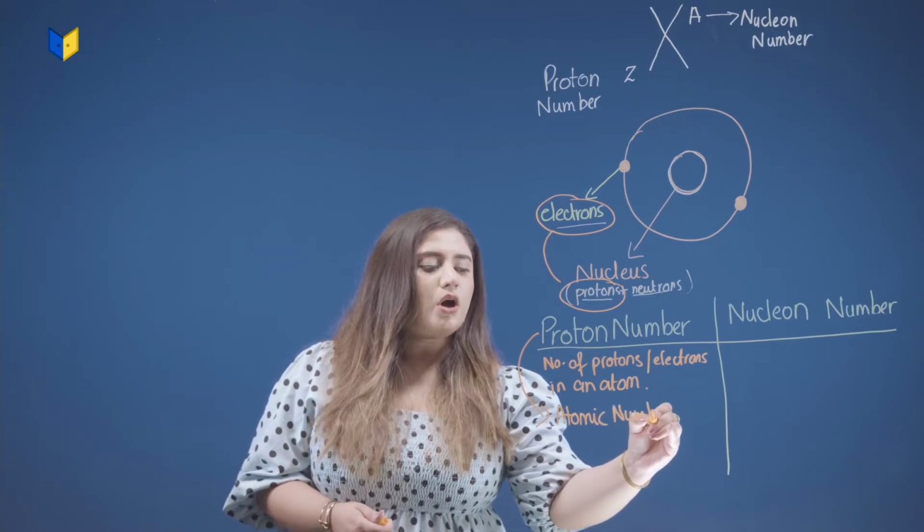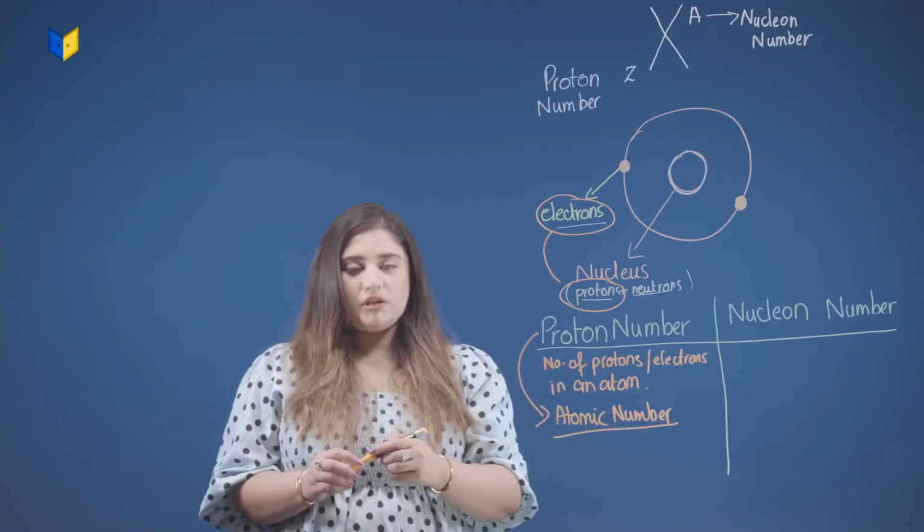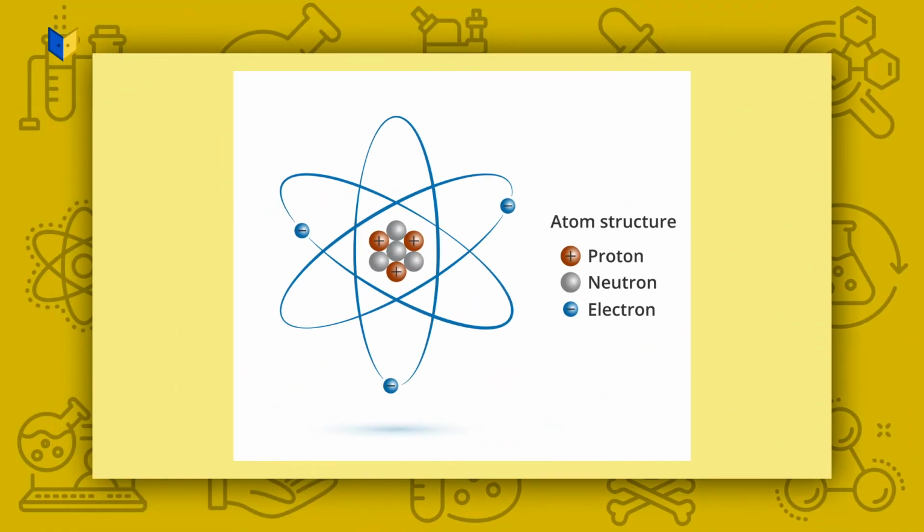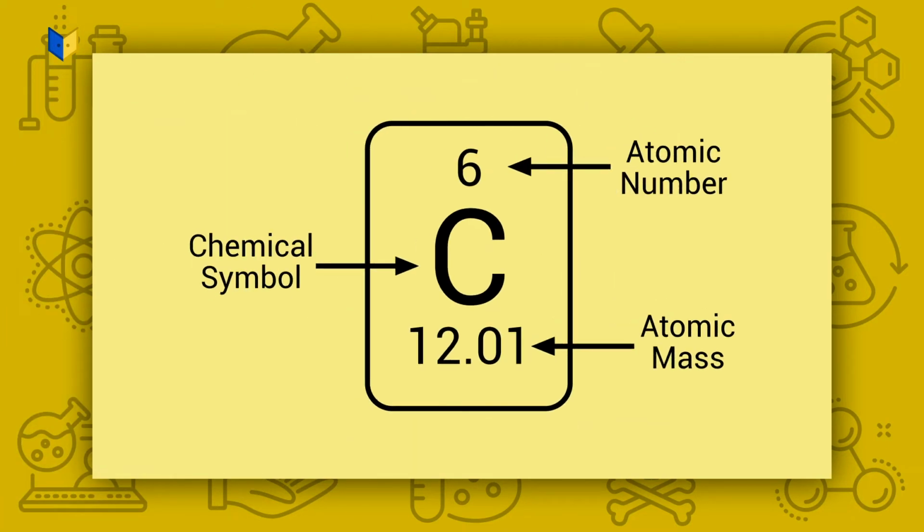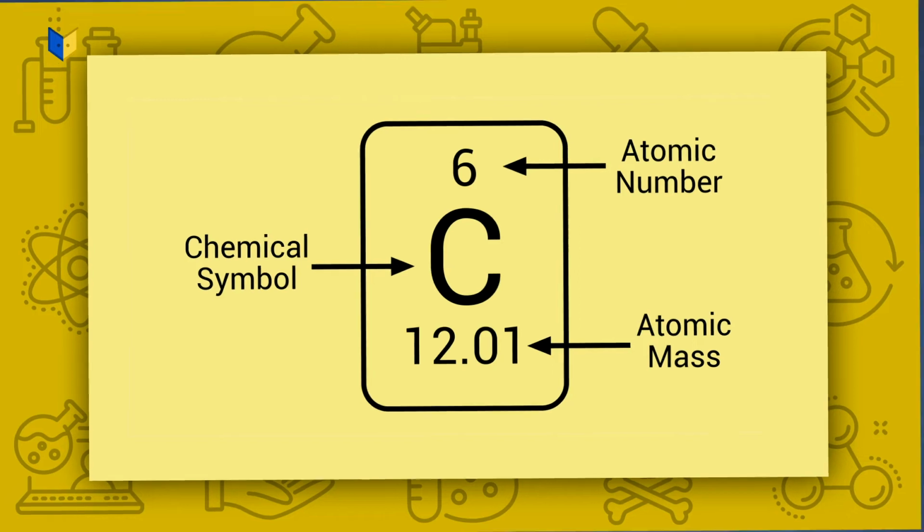Why do we call it atomic number? Because when we are representing an atom, we represent it by atomic number and atomic mass. So basically, atomic number tells you how many electrons there are in an atom. And you must know that if there are, for example, 6 electrons, the proton number would also be 6. So that is why we call it atomic number.